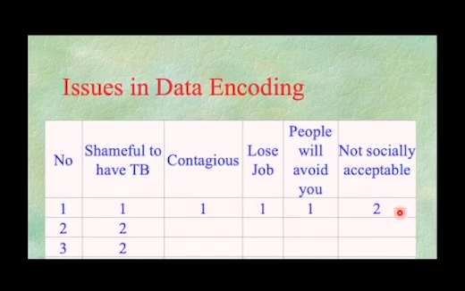And then for this one, is it shameful to have TB, you don't have answers for the follow-up because the question says if yes, why? You can only have answers here if your choice here is one, or yes. And so this means that this person did not check contagious. He checked you can lose your job, but he didn't check people will avoid you, it's not socially acceptable, etc.